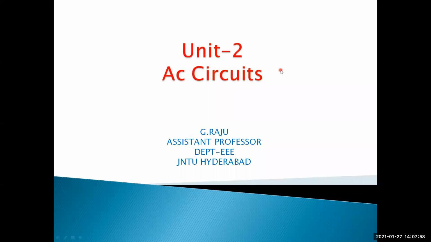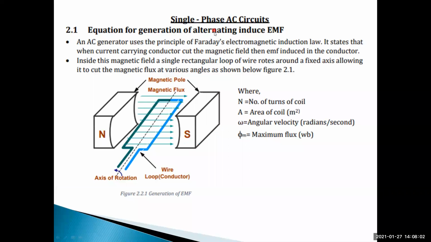Okay, so unit 2, AC circuits. Generally, our generating stations generate AC voltage. You know well the different generating stations: hydropower plants, thermal power plants, nuclear power plants. These are all generating AC quantities only.